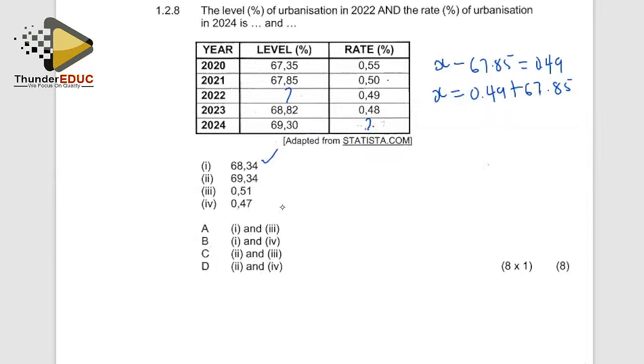And we also calculate for this, the rate. We get the rate also as 0.47. So our correct response is item 1 and item 4, which is B.